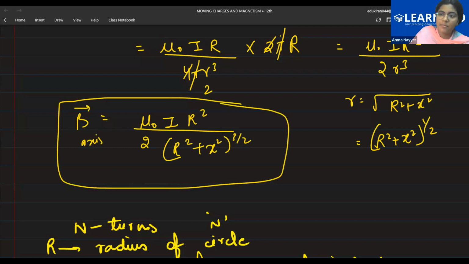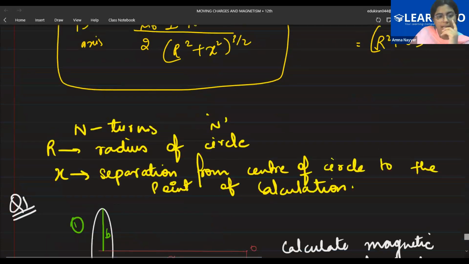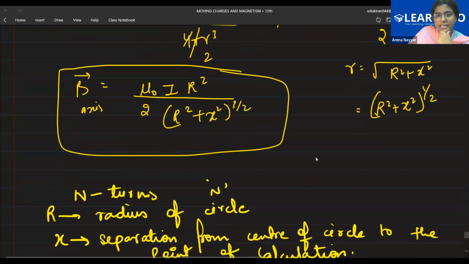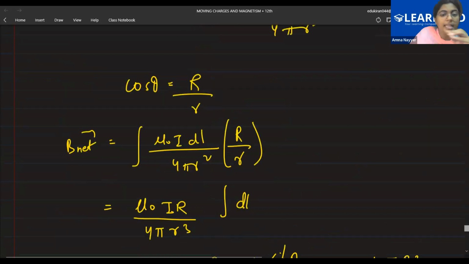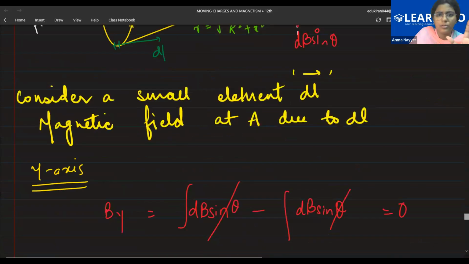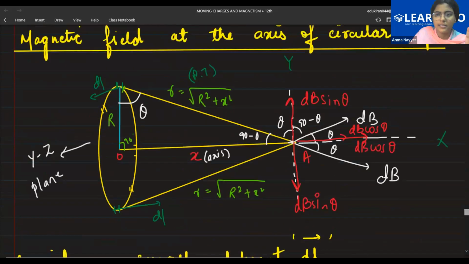If n number of turns are there, you can multiply this with n. For n, you can write the number of turns as n. So it will become n mu naught I capital R square by 2 times capital R square plus x square to the power 3 by 2. Write down this derivation. In between, if you have any doubts regarding even this cos theta or any portion, please ask and text. Write it from here.